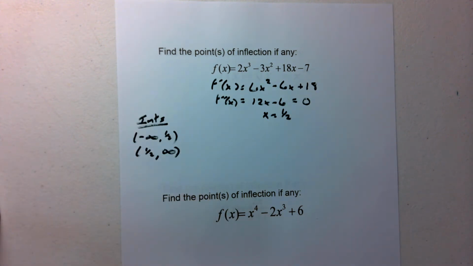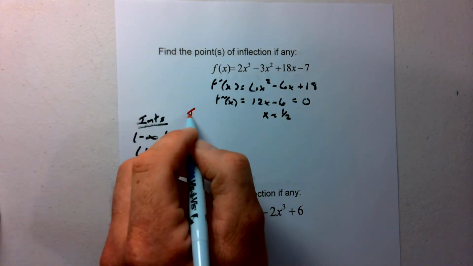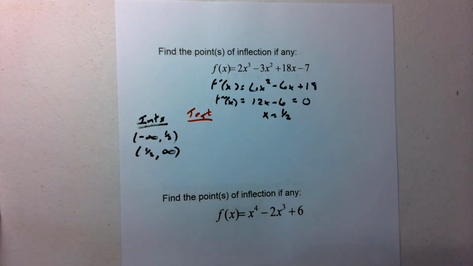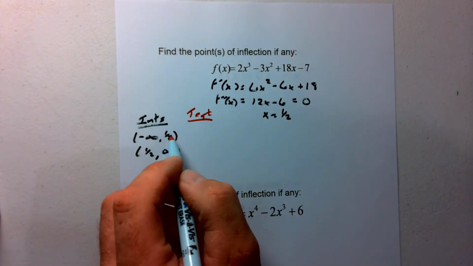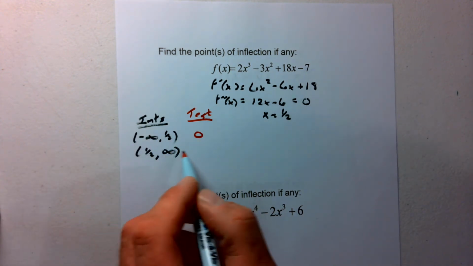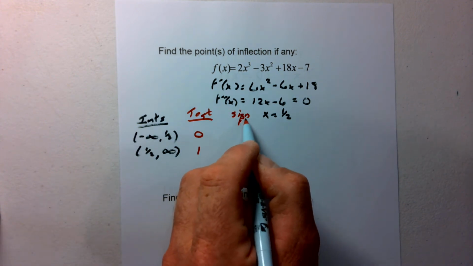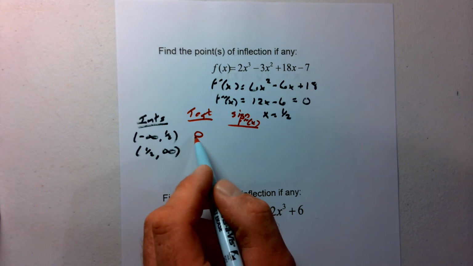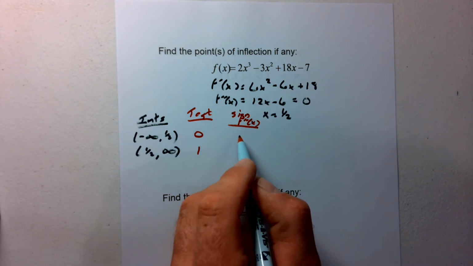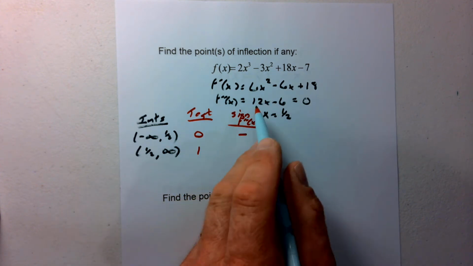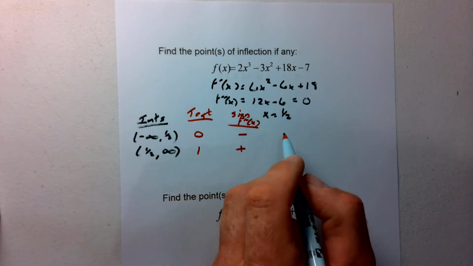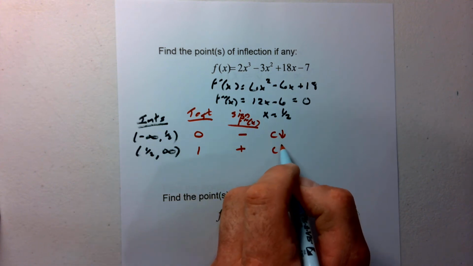I can go ahead and find some test values. We'll change a marker here. Kind of running out of ink there. So I'm going to test negative infinity to 1/2. I can plug in 0. For 1/2 to infinity, I can plug in 1. I'm looking for the sign of the second derivative. So if I plug in 0, I get 0 minus 6, which is negative. 12 minus 6 is a positive, so I'm concave down and then concave up.